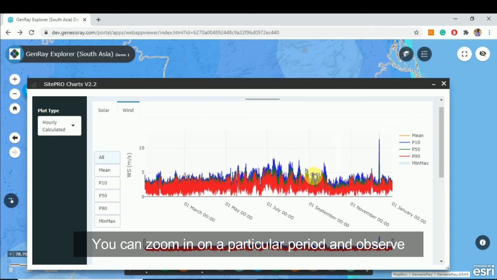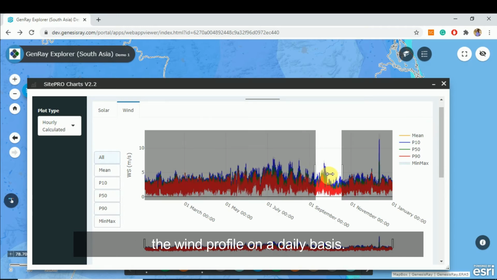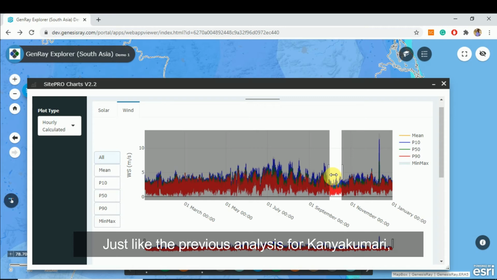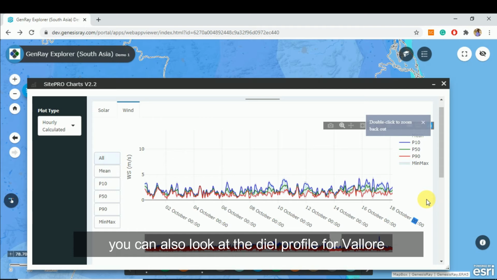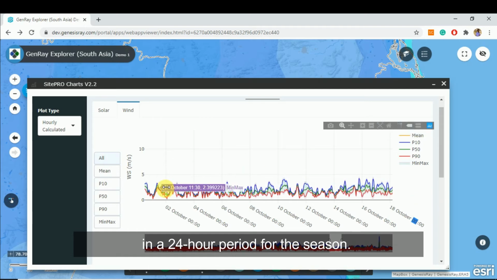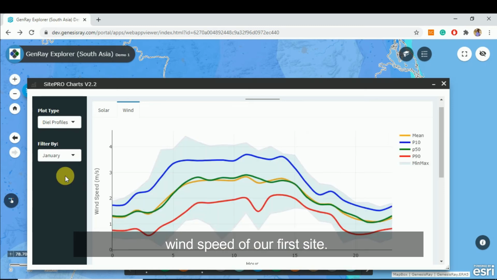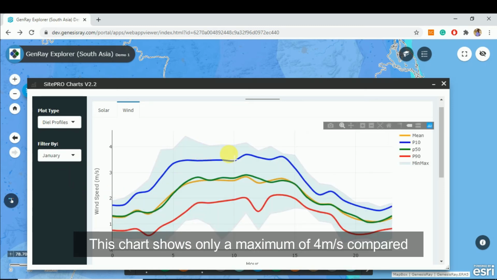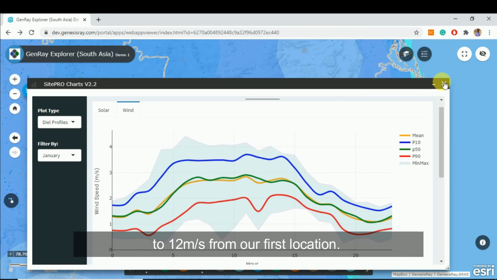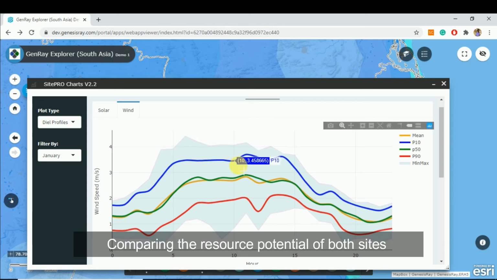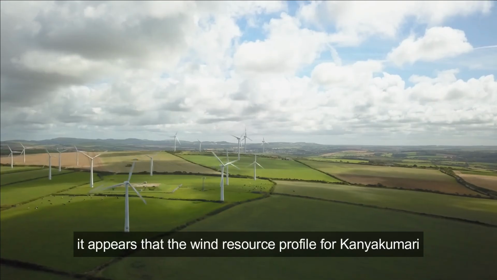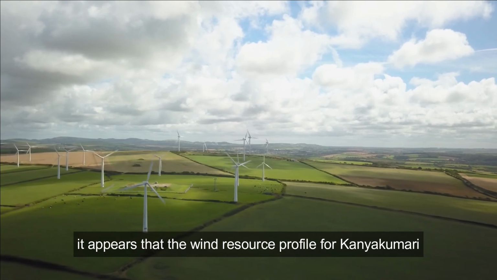You can zoom in on a particular period and observe the wind profile on a daily basis. Just like the previous analysis for Kanyakumari, you can also look at the diurnal profile for Vellore in a 24-hour period for the season. The wind performance at Vellore is half the wind speed of our first site. This chart shows only a maximum of 4 meters per second compared to 12 meters per second from our first location. Comparing the resource potential of both sites, it appears that the wind resource profile for Kanyakumari is better than that of Vellore.